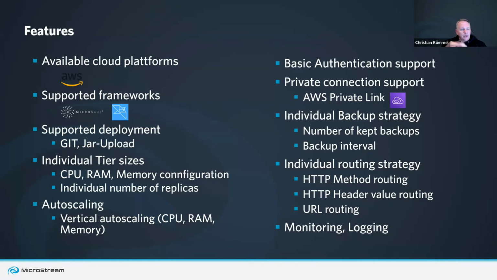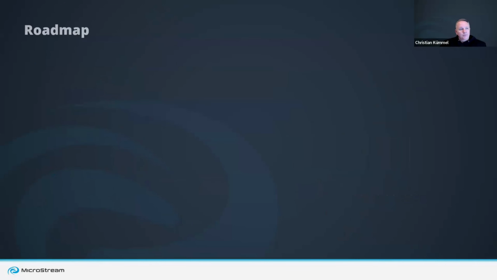Supported deployments are JIT and jar upload, and we are also working on a Jenkins integration for creating deployments for your CI/CD platforms. We support individual tier sizes and so on. There is auto scaling, which is already in place. Basic authentication, and we already talked about PrivateLink. I think that's one of the most important things, that you will be able to bind this to your already existing AWS structure. There are individual backup strategies, individual routing strategies, monitoring, logging, and so on.